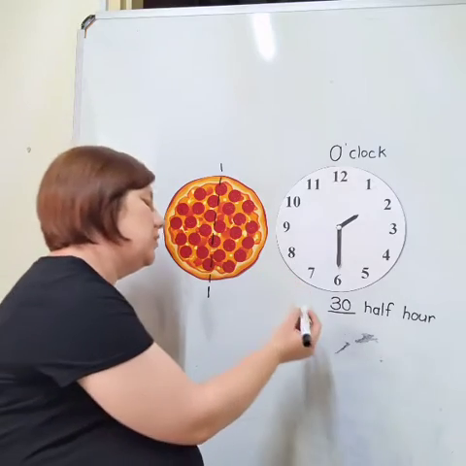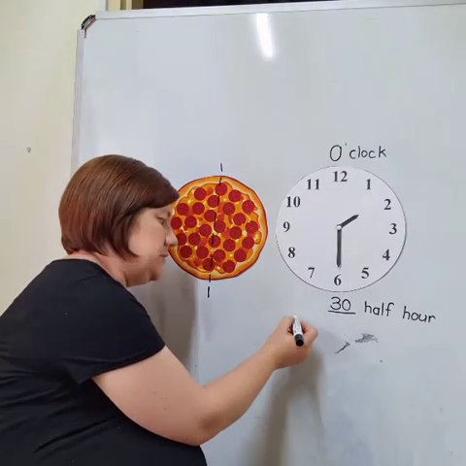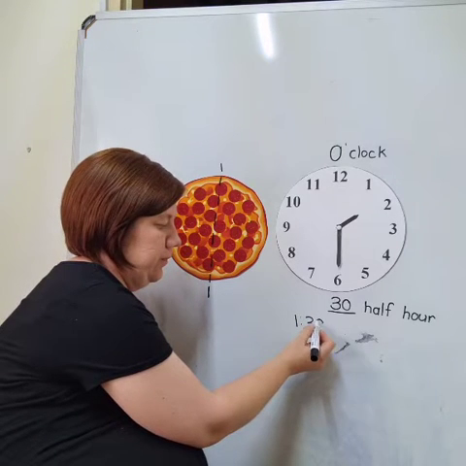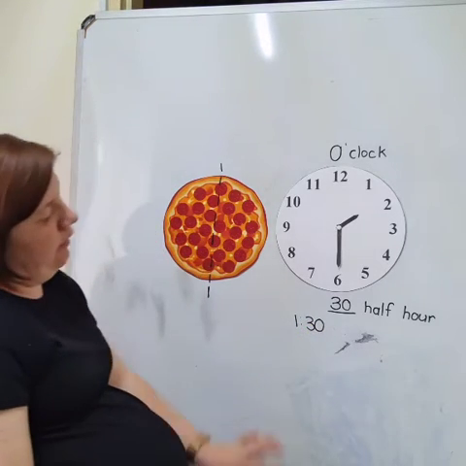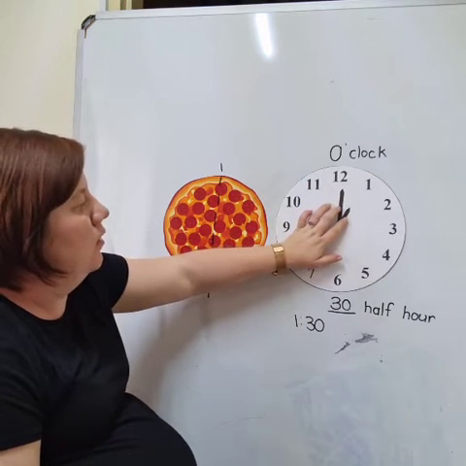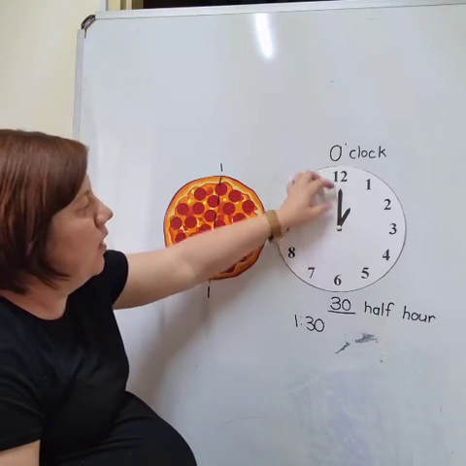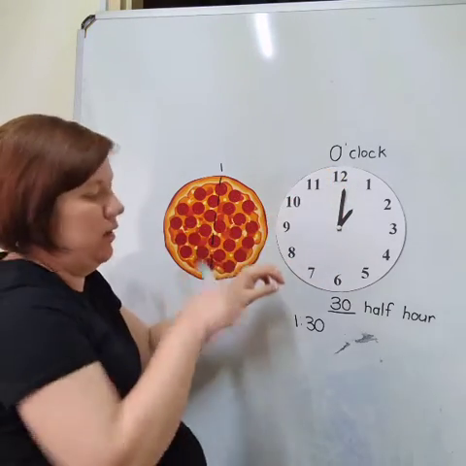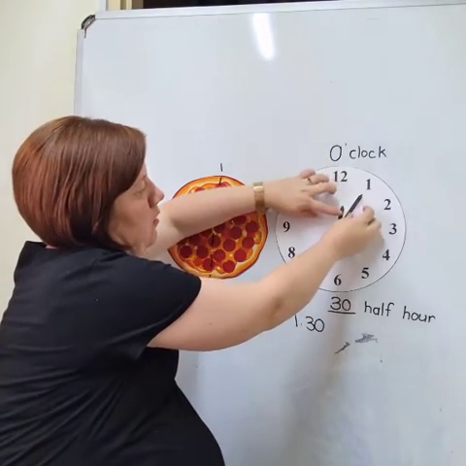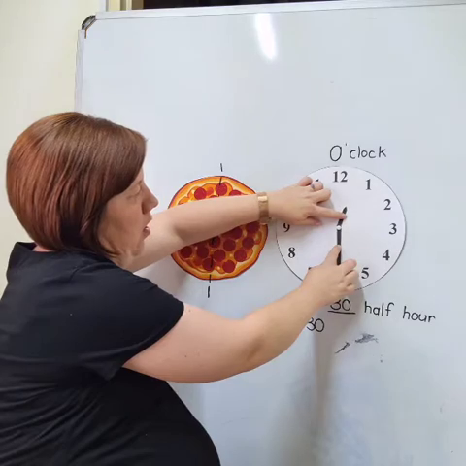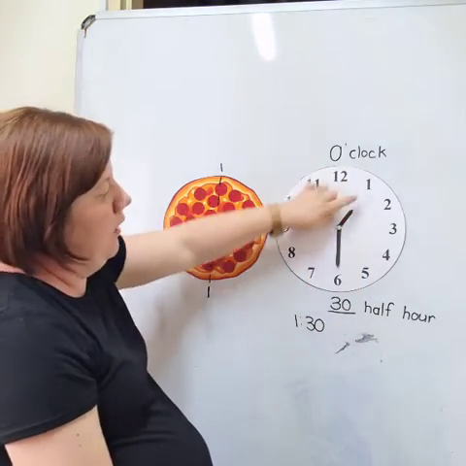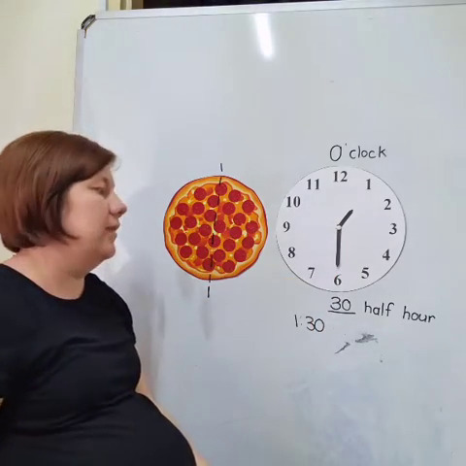All right, so when I give you a digital time, for instance, 1:30, this means that it was 1 o'clock, and the minute arm passed up to the half hour. So now it is 1:30, and we say that it is half past 1.